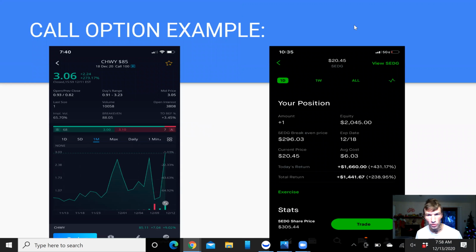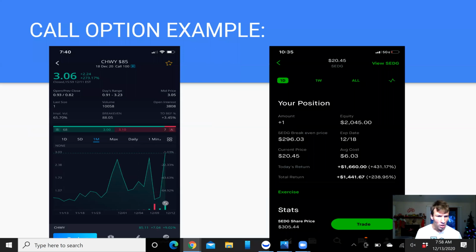All right, so quick two examples. I used Webull and Robinhood because that's what a lot of people use. But if you'll see, I have this Chewy $85 call. So that's the strike price right there. This means I have the right to buy 100 shares of Chewy anytime between now and December 18th at $85.